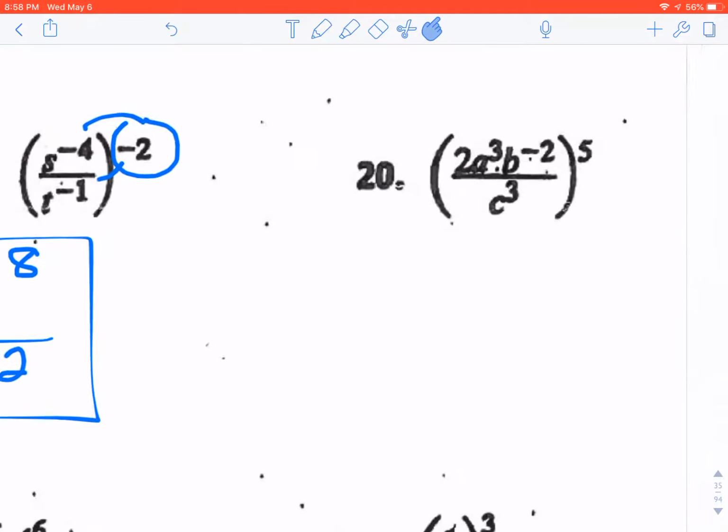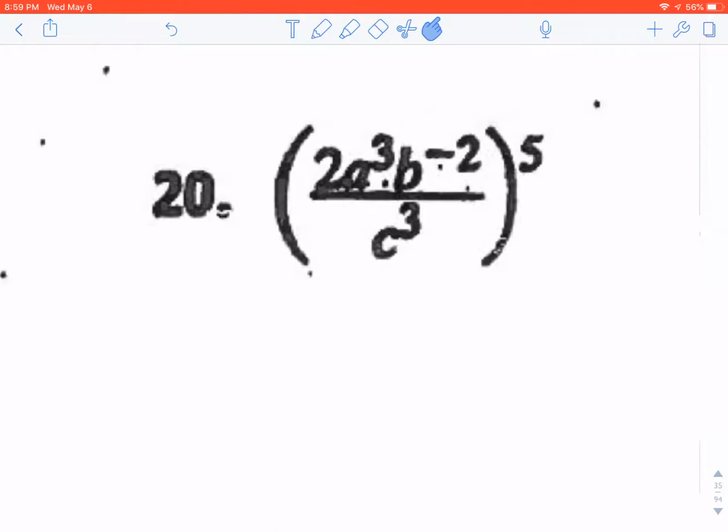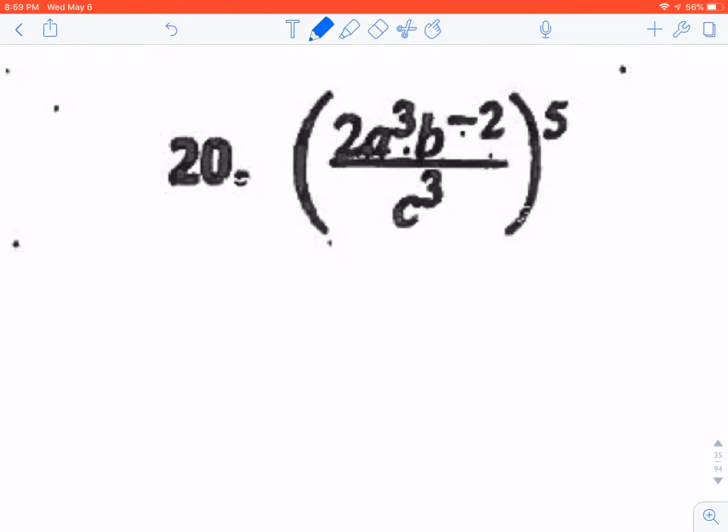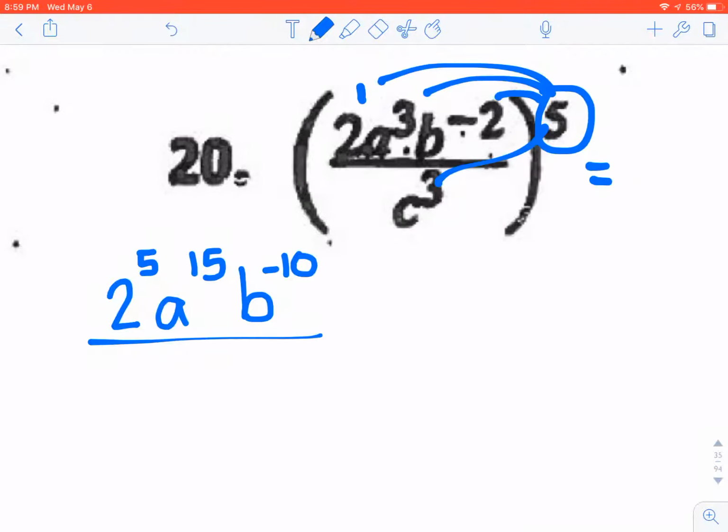Okay, number 20, your first step, let me make this a little bit bigger, is to put a 1 above any of the terms you don't see an exponent, to remind yourself that you are multiplying this 5 through to all the other terms. So your first step would be 2 to the 5th, a to the 15th, b to the negative 10th, over c to the 15th.